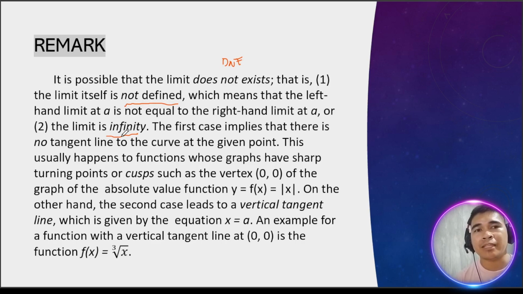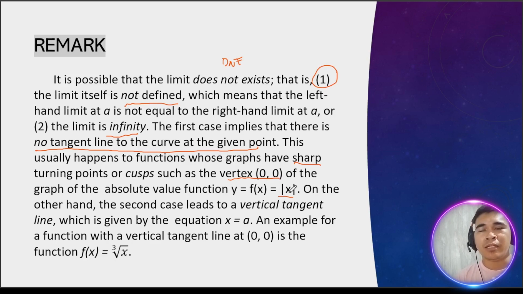First, when it is undefined, meaning the left hand limit and right hand limit are not the same, and second is when the limit is infinity. The first case implies that there is no tangent line to the curve at a given point. So there is no tangent line to the curve at a given point. This usually happens to functions whose graph have sharp turning points or cusps, such as a vertex at 0, 0, or the graph of the absolute value function y equals f of x equals the absolute value of x.